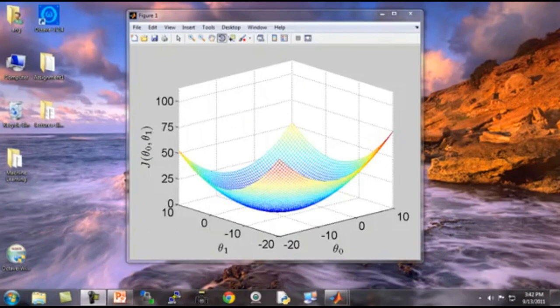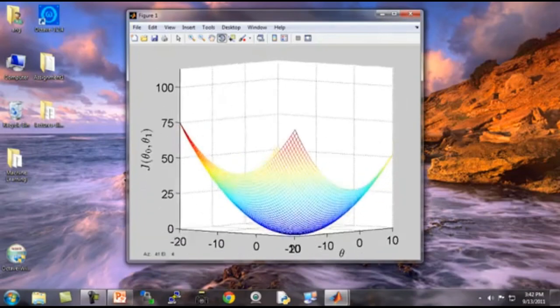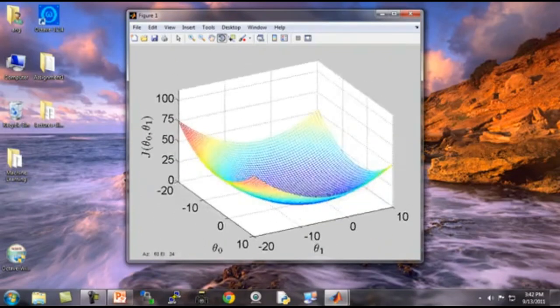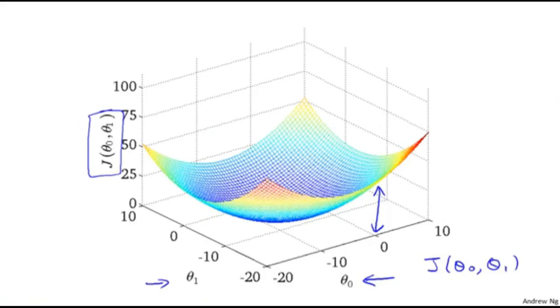So here's the same figure in 3D with axes theta 0, theta 1, and vertical axis J of theta 0, theta 1. And if I rotate this plot around, you kind of get a sense, I hope, of this bow-shaped surface. That's what the cost function J looks like. Now, for the purpose of illustration, in the rest of this video, I'm not actually going to use these sorts of 3D surfaces to show you the cost function J.